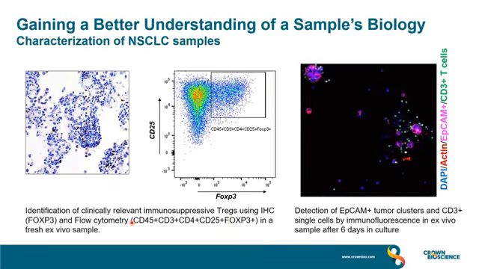Here are some examples of the sample characterization that we've done in-house. These are done with non-small cell lung cancer samples. You can see here a Treg detection with either immunohistochemistry or FACS. And you can also see that in our high-content imaging plates, we have nicely preserved EpCAM-positive tumor clusters and CD3-positive T cells that are also clustering around these tumor fragments.